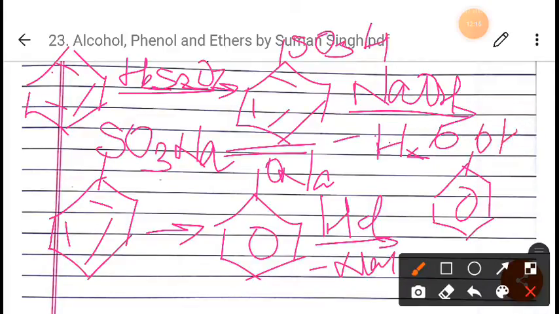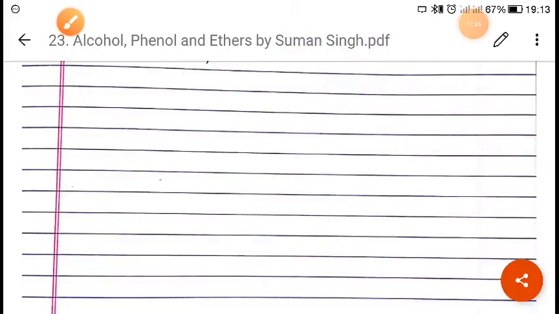So in this way we prepare phenol from benzene sulfonic acid. I hope you have understood this, right? Now next we will see a very important topic, which is from Grignard reagent. But first, from diazonium salt.